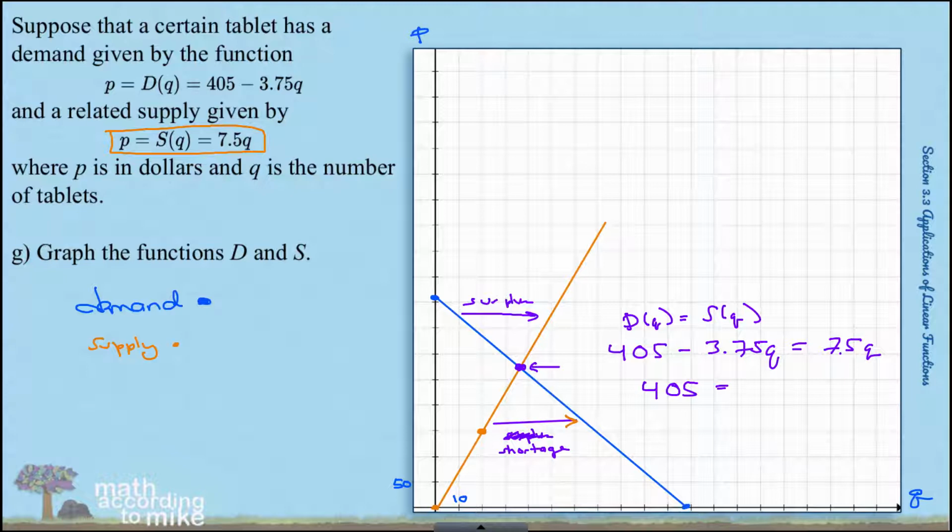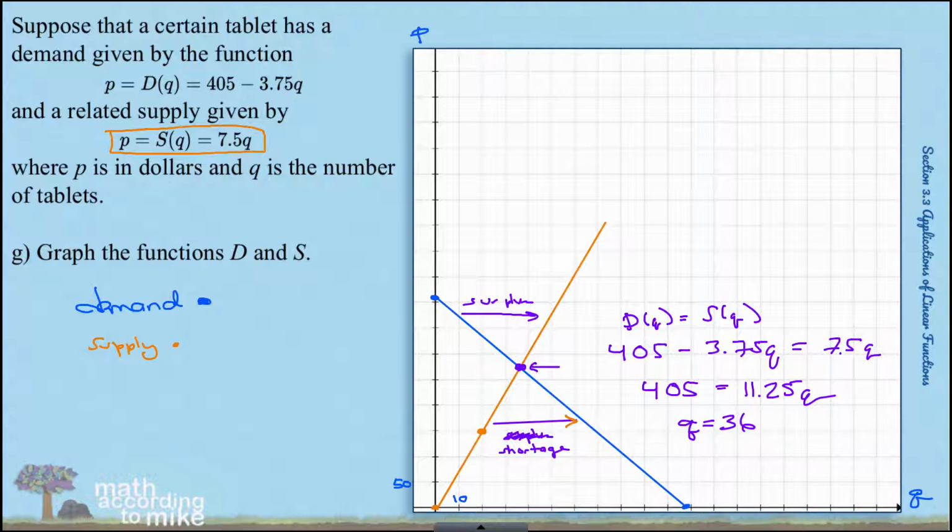Okay, 7.5 plus 3.75, that's 11.25. And then we have Q. I could have done that without a calculator. And then if we divide both sides by 11.25, okay, 405 divided by 11.25, boop, you get 36. That's a nice number.